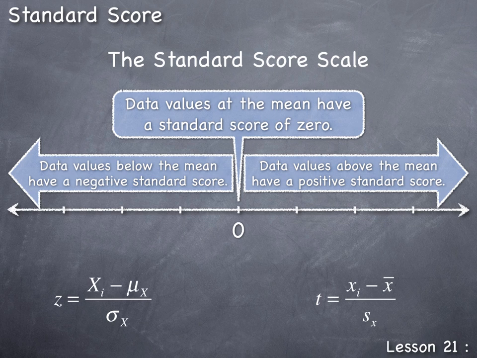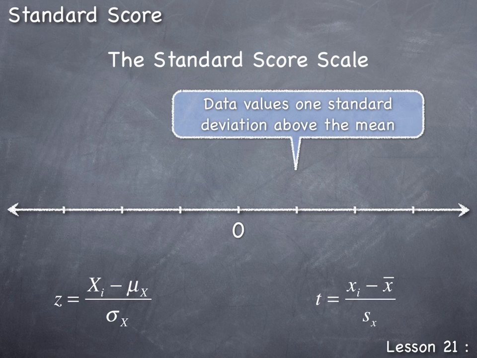So we could just look at the sign of the standard score and tell what position the data value is in. Positive standard score means that data value is positioned above the mean. Negative standard score values means the data value is positioned below the mean.